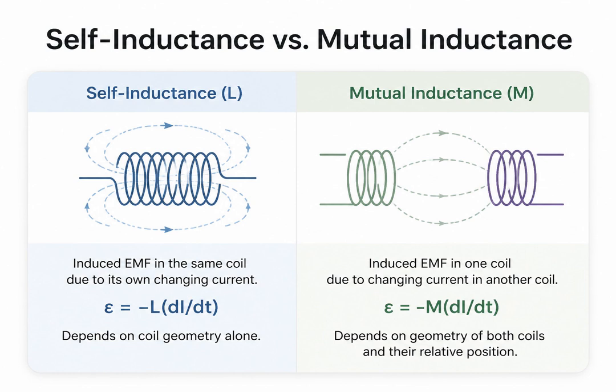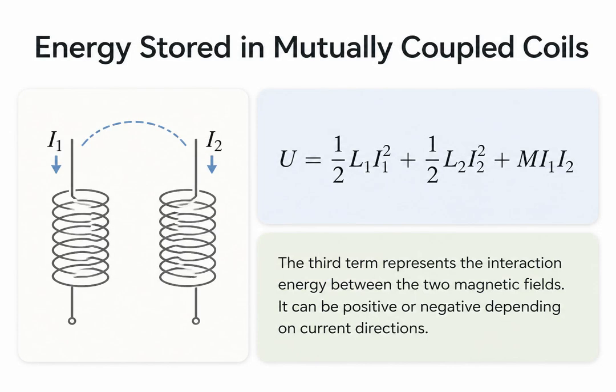and their spatial relationship. When two coils carry current simultaneously, the total magnetic energy stored in the system has three components. The first term, 1/2 L1 times I1 squared, is the self-energy of the first coil. The second term, 1/2 L2 times I2 squared, is the self-energy of the second coil. The third term, M times I1 times I2, is the interaction energy, the energy stored in the mutual magnetic field. This interaction term can be positive or negative depending on whether the currents flow in the same or opposite directions relative to the coil orientations. This interaction energy is what enables energy transfer between coils in transformers.